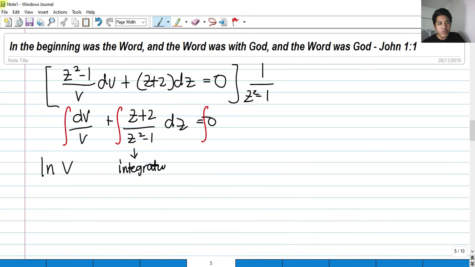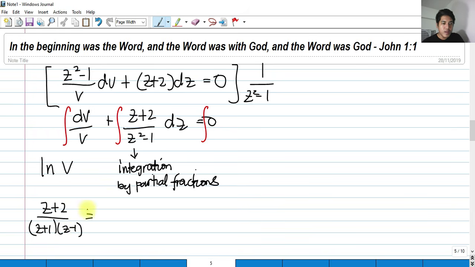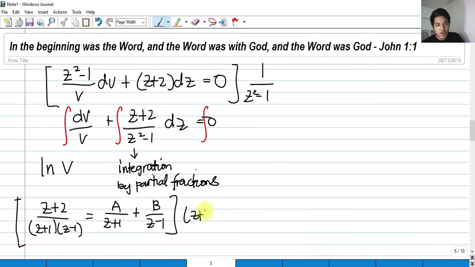But this is integration by partial fractions. So what we are going to do is integrate this by partial fractions, and we can rewrite this z plus 2 over z plus 1 multiplied by z minus 1, if we factor the denominator, since it does not have any squared in here, so we have the coefficients A over z plus 1 plus B over z minus 1. So if we multiply both sides of the equation by z plus 1 multiplied by z minus 1, so what will happen?